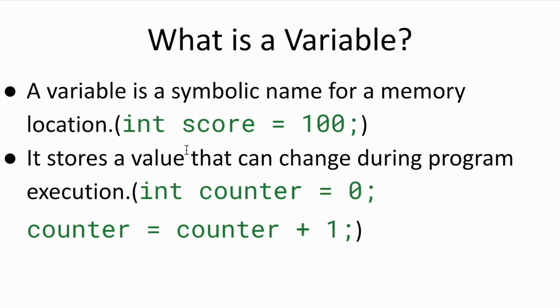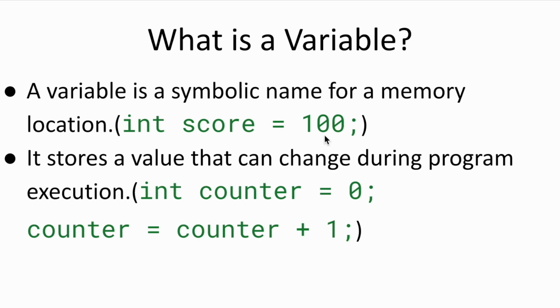What first? What is a variable? A variable is a symbolic name for a memory location. That's a textbook definition. But let's unpack what it really means in the context of programming, Java, and computer architecture.